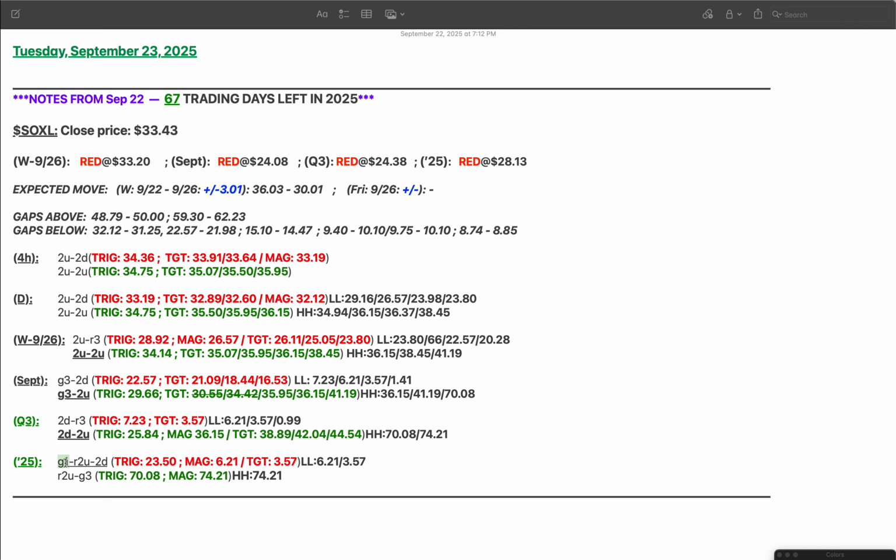Again, on the year, we have to leave this 1 2 up, 2 down underlined because it did trigger. We did go below 23.50, but we did not reach magnitude. And as we can see, we are back green with this indicator up here showing that it would flip red at 28.13. So as long as we're above 28.13, the year is green, and things are more bullish than bearish at that point. So that's it for today's video.